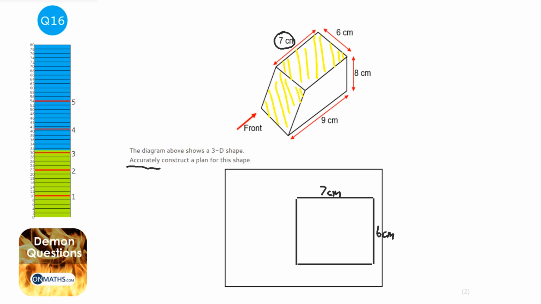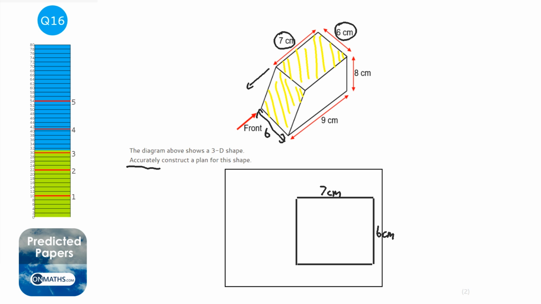Now, the difficulty is going to be the last bit. Well, we know it's going to be 6 across because it's the same as this one here, but what's the width going to be? What's this one going to be here? Well, if this one here is 7 and this one here is 9, what's left over? Well, there's 2 centimeters left over, so it's going to be 2 centimeters in width.